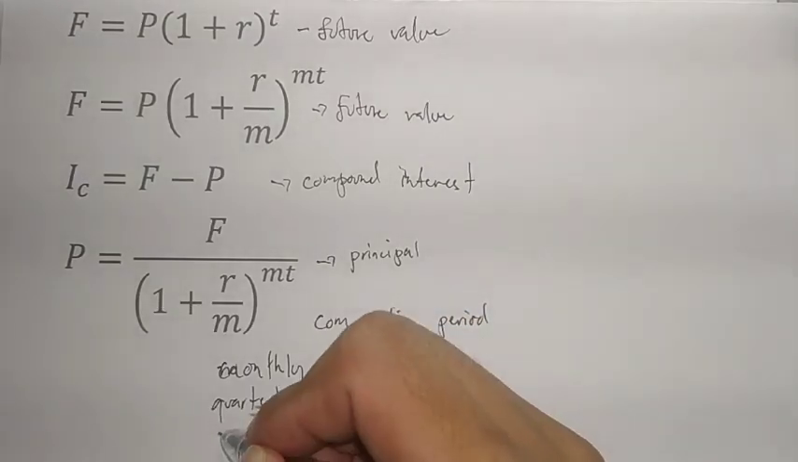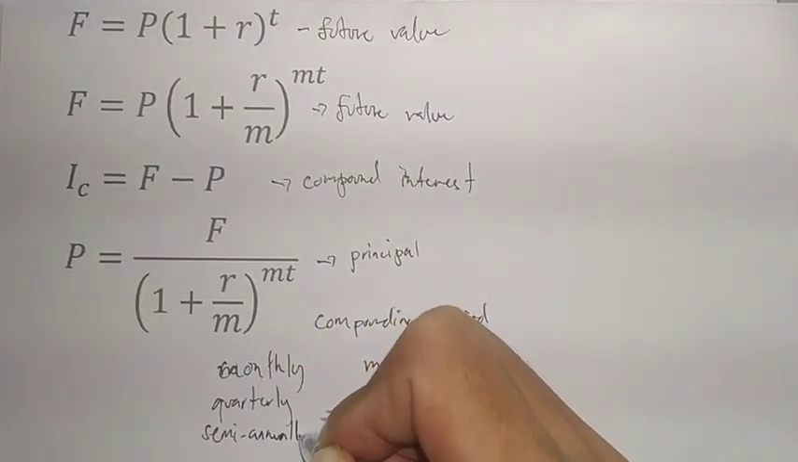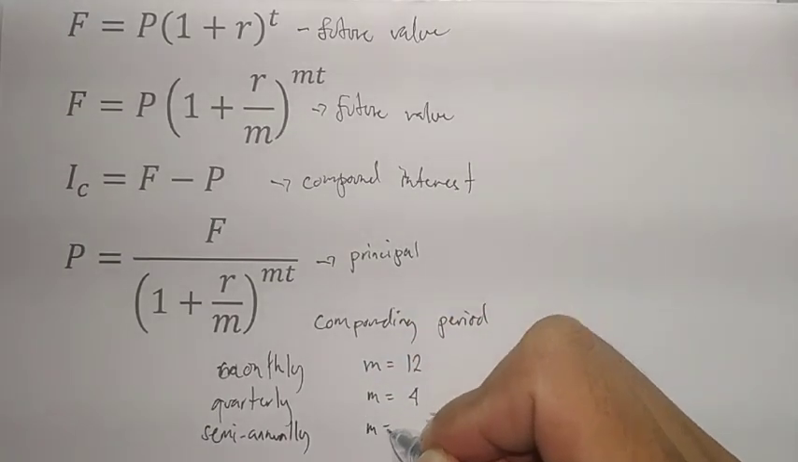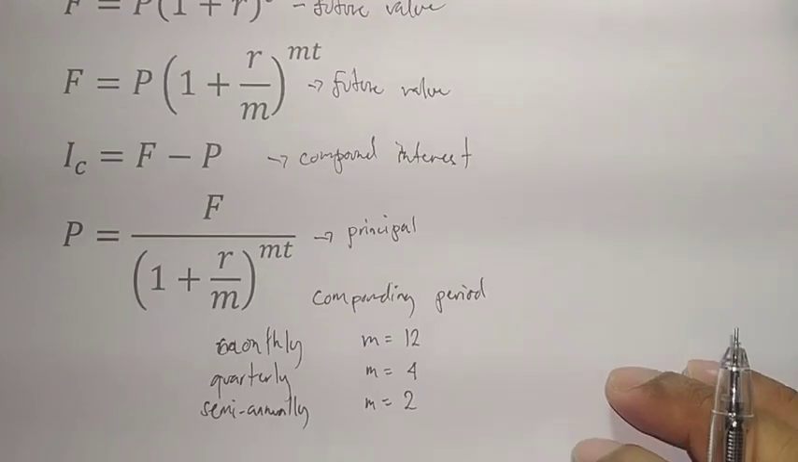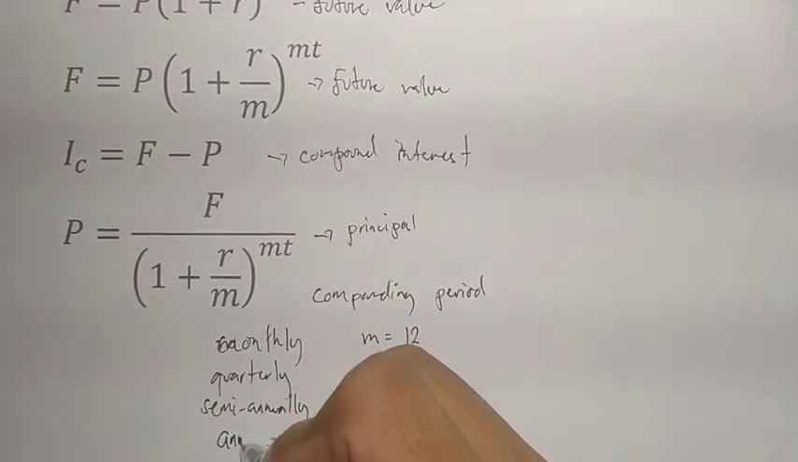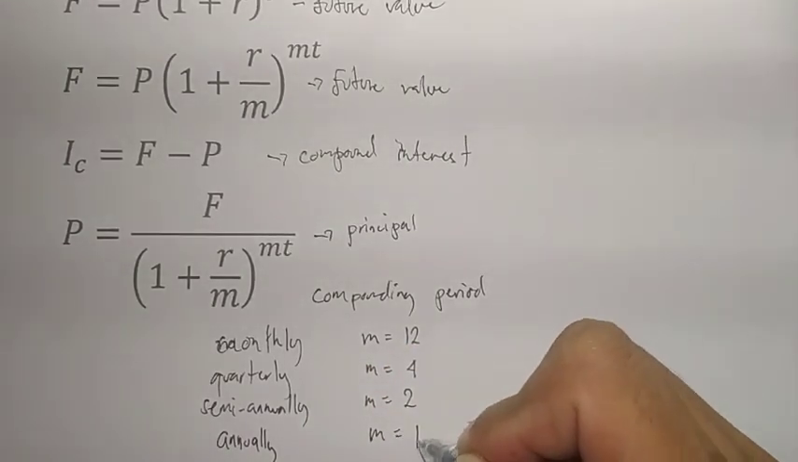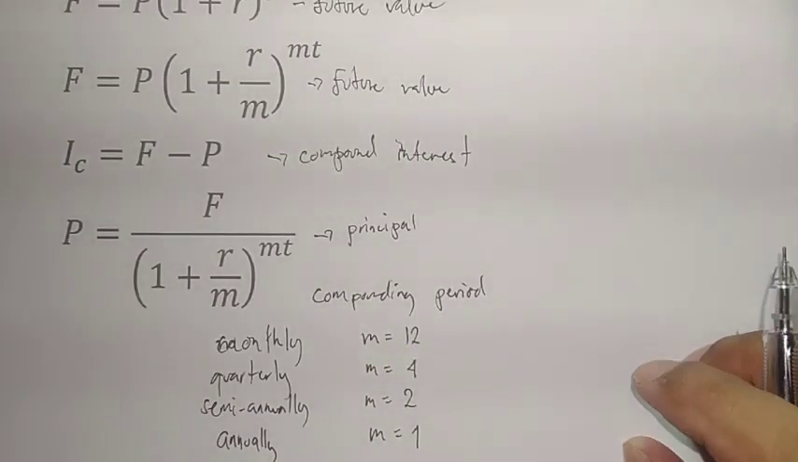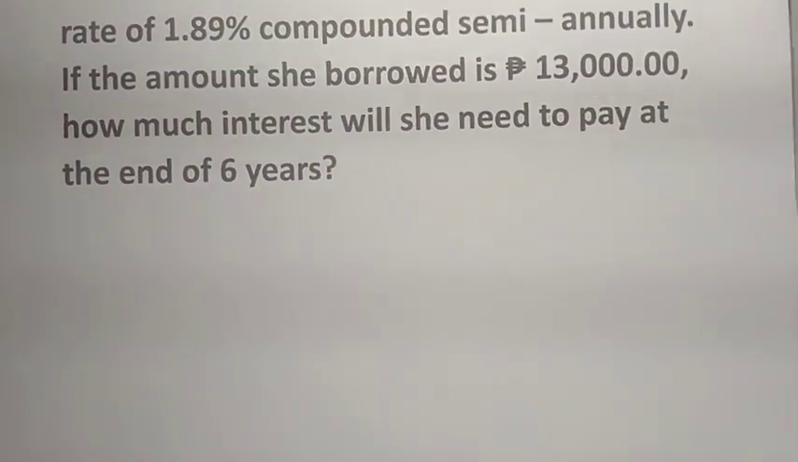Okay, then if we have semi-annually, the value of our M is 2. And if we say compounded annually, our M is equal to 1. Okay, so let's try some examples.